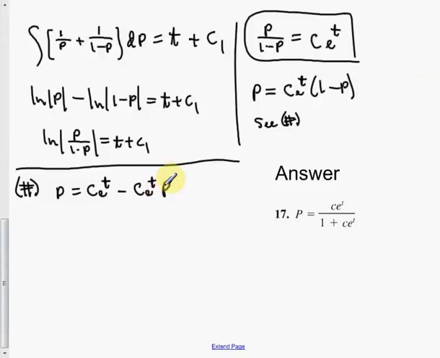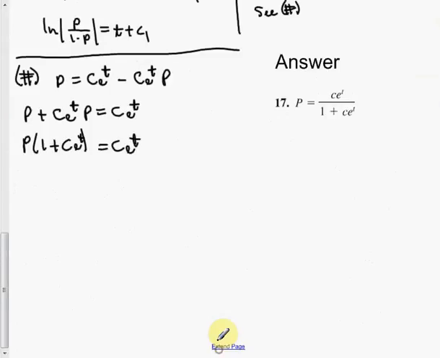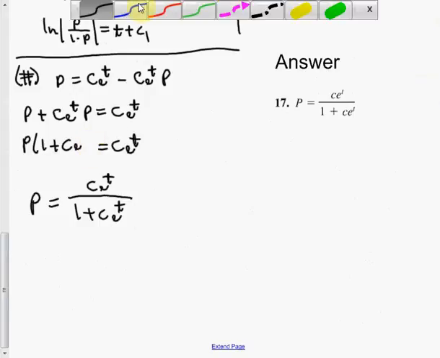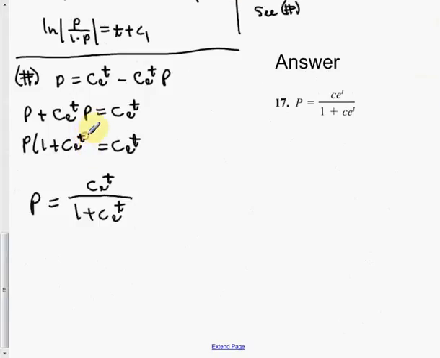Right. Now get the like terms together. So this is p plus c times e to the t times p is equal to c times e to the t. Factor out p, I have 1 plus c times e to the t. Do you see it now? It's equal to c times e to the t. So p is equal to c times e to the t all over 1 plus c times e to the t. See that?